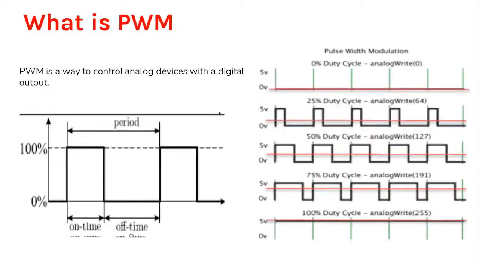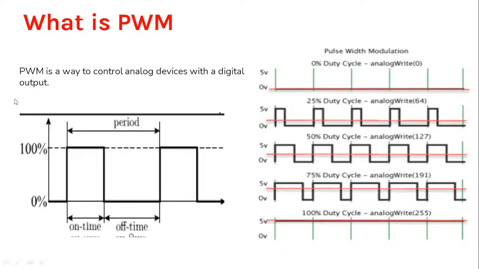So what is PWM? Pulse width modulation. Pulse width modulation is a way to control analog devices with a digital output. If you see the pulse, you have an on time as well as an off time. On time is where you will have a voltage, and this on time is called the duty cycle. The entire on time and off time together give you the period, and the frequency is 1 by the period.